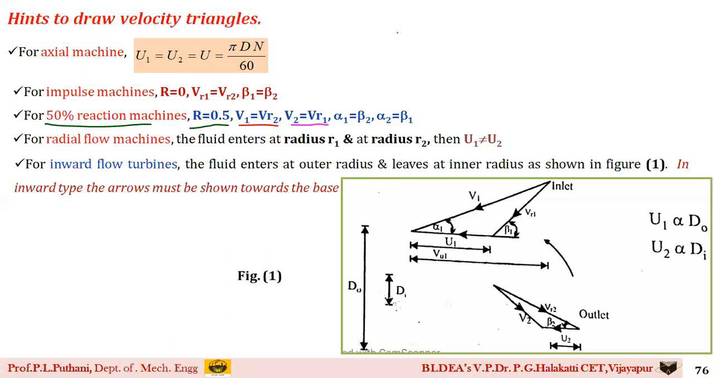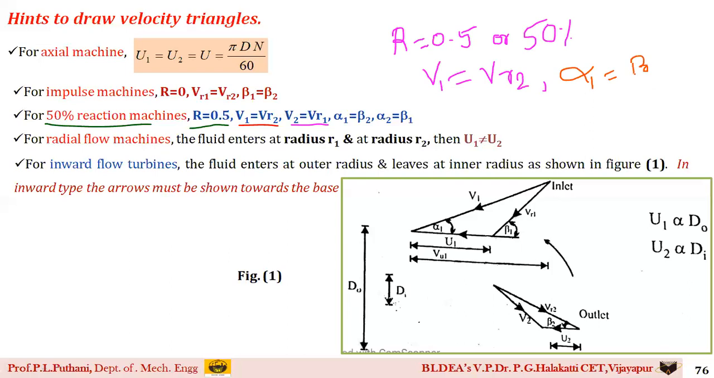So please keep in mind, whenever it is said that the R value is equal to 0.5, or that it is a 50% reaction machine, these are the conditions of that particular problem. That is, V1 is equal to VR2. Then the angle condition for this problem is alpha 1 is equal to beta 2, because alpha 1 is associated with the absolute inlet velocity V1, and beta 2 is associated with the relative outlet velocity VR2.